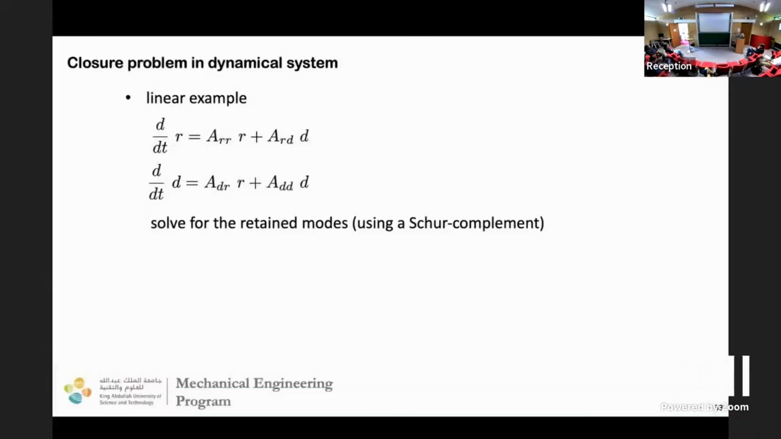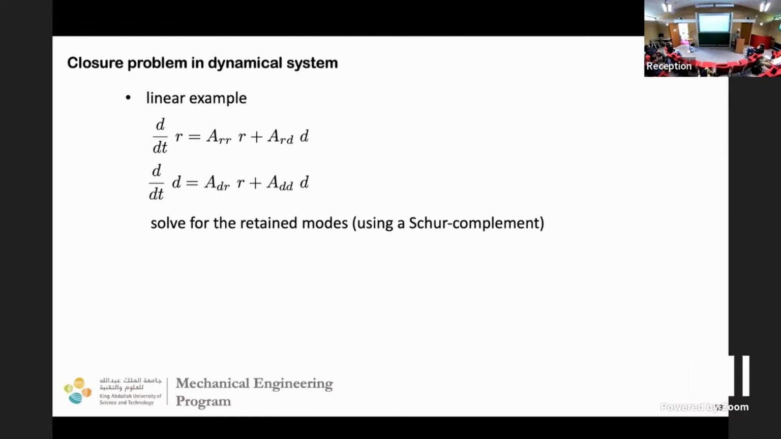Now, if we do a linear example as an exercise, this is what we have. We have the retained scales and the dismissed scales. And then this one is a linear one now, A_RR. So this one is the part that does the retained talking to themselves. This is the driving from the dismissed ones, and here's the dismissed equation.